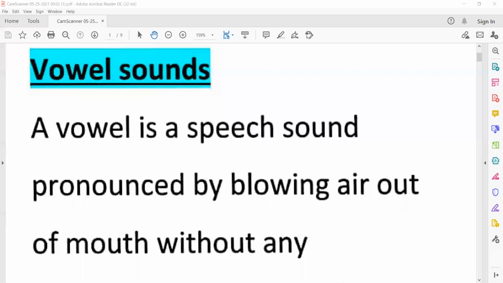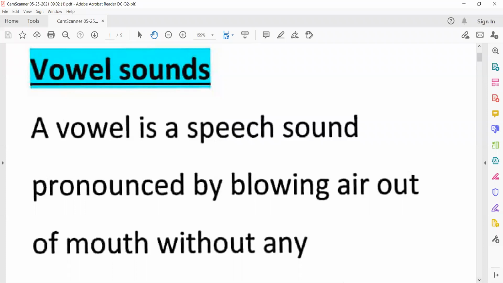Clear? The 5 vowels in the English alphabet, from A till Z. So in all these alphabets we have 5 vowels, that is A, E, I, O, U. These all are vowel letters, and when we come to the sounds, we will focus on the sounds.